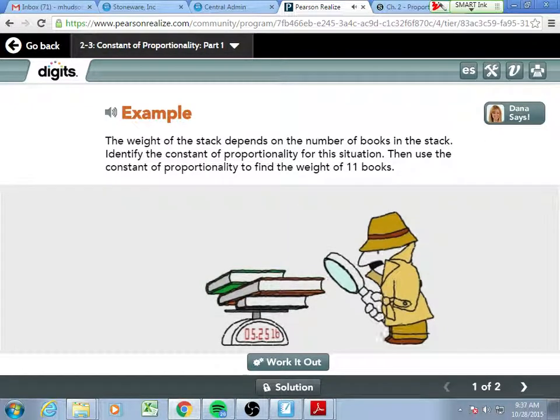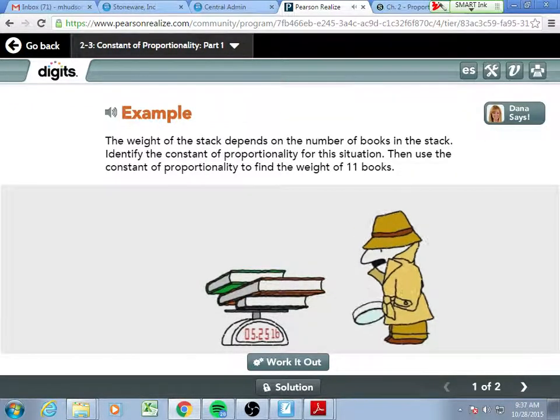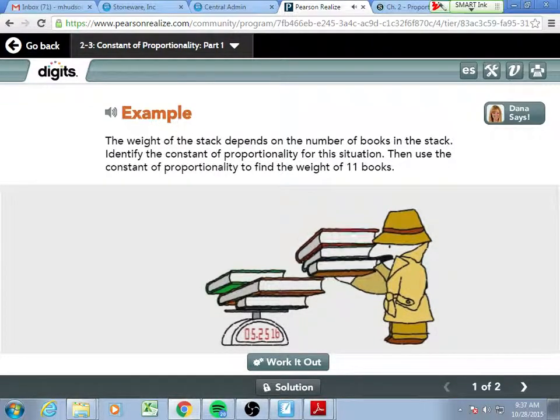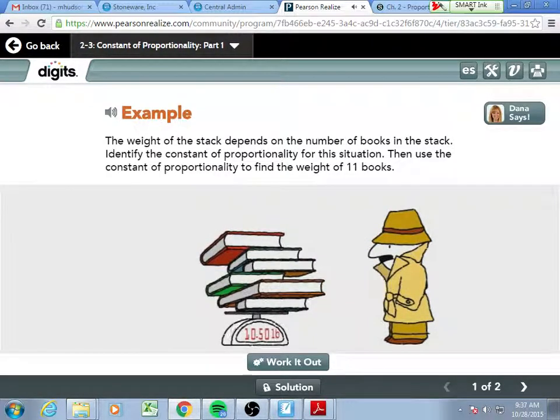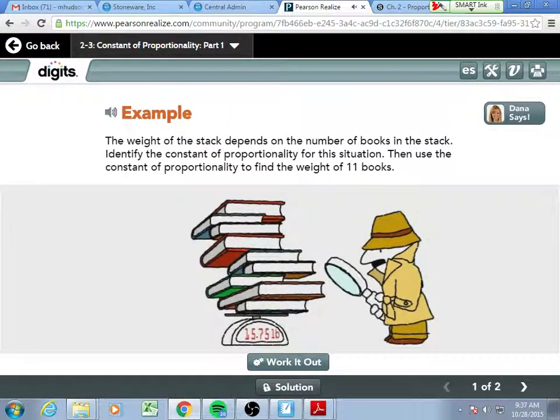We get the weight 5.25. We throw 6 books on the scale. We get 10.5. We throw 9 books on the scale. We get 15.75.